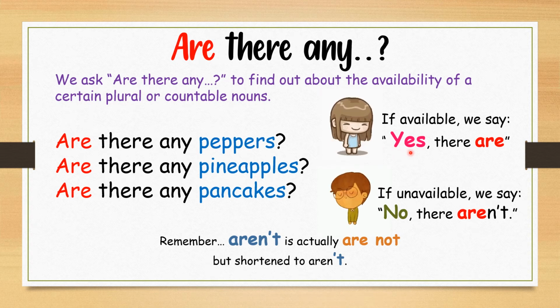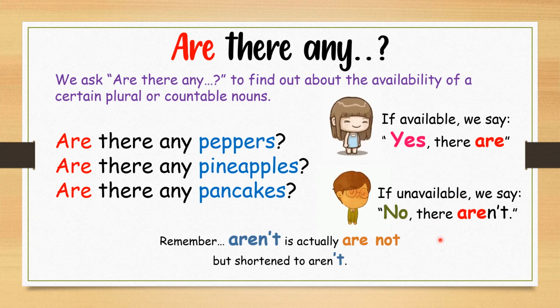So, how do we answer this in a proper way? We say yes, there are. Remember, we use the word are to answer this question because the question asks using the word are. Okay, so we answer yes, there are. For example, are there any peppers? If yes, we answer yes, there are. Are there any pineapples? Yes, there are. Are there any pancakes? Yes, there are.